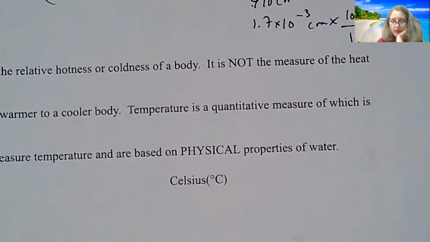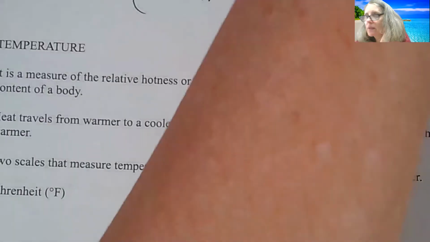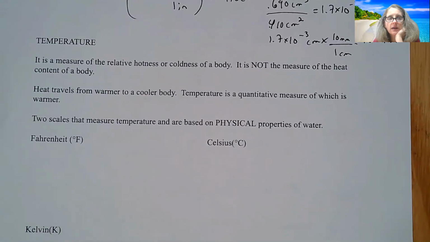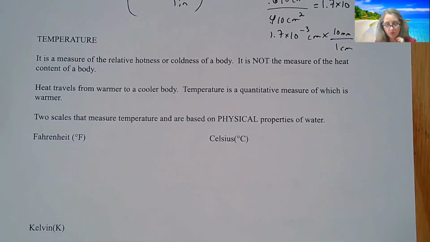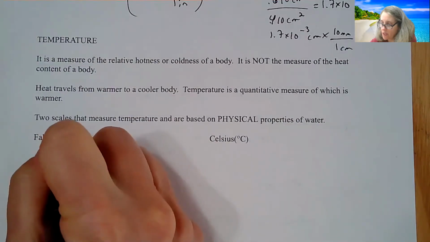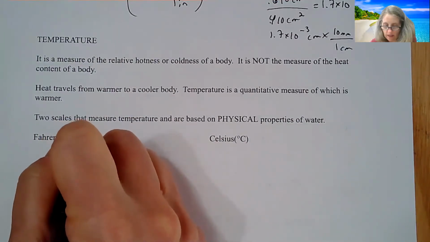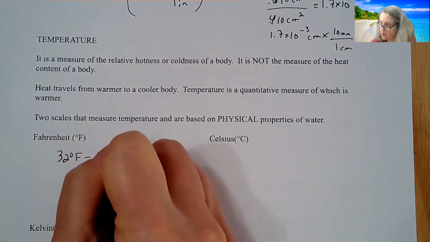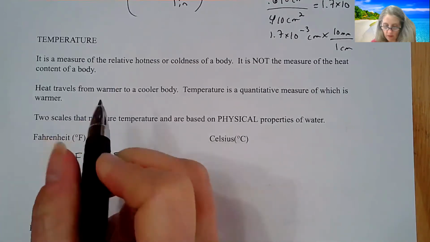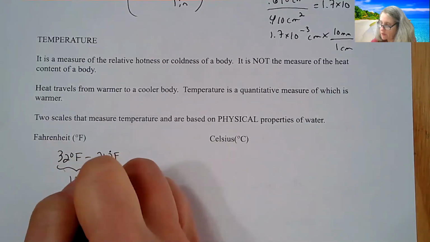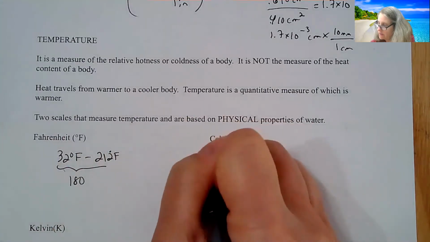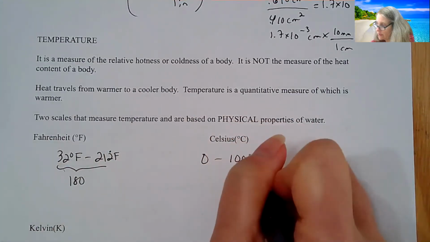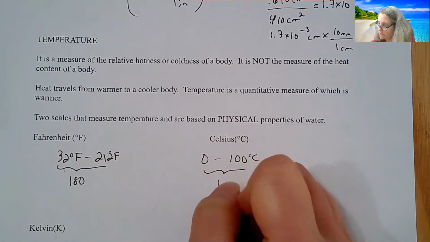All right, and then this page here with temperature. What I want to mention is we will be talking about heat versus temperature. Again, that's a big concept that we covered in first year chemistry. But Fahrenheit, do realize that 32 degrees Fahrenheit is your freezing point. 212 Fahrenheit is going to be your boiling point. The distance between those two numbers is about 180. Water, of course, is 0 to 100 when we're talking degrees Celsius, so that is a difference of 100.